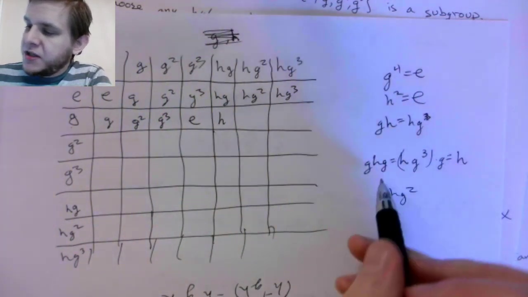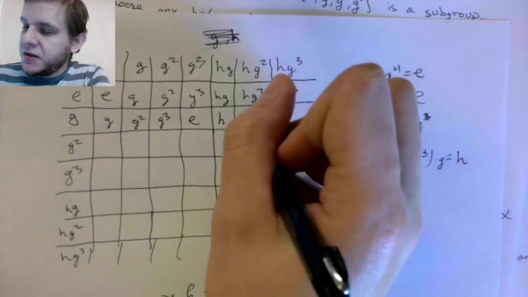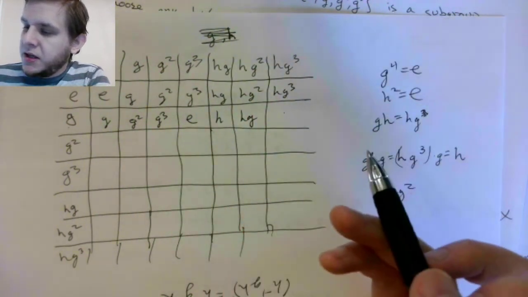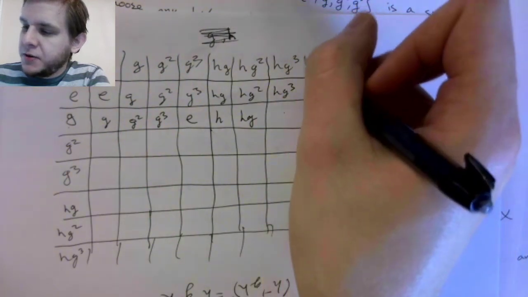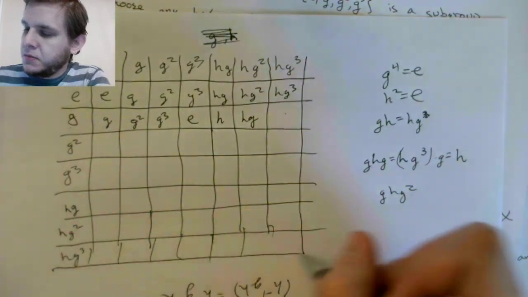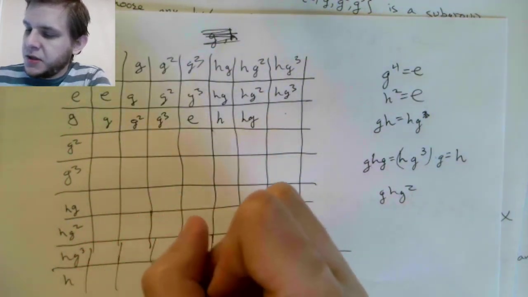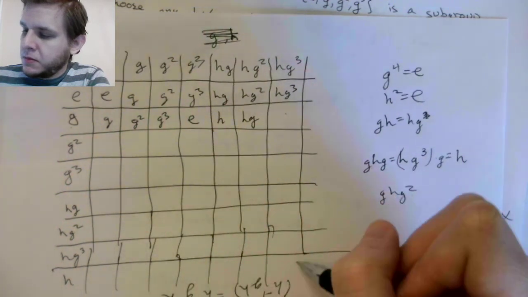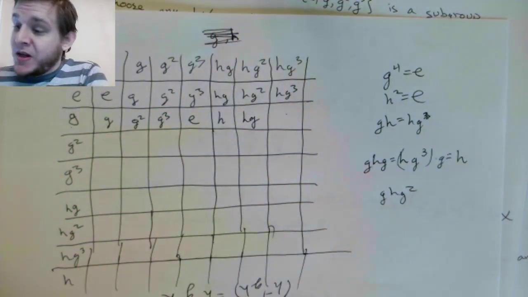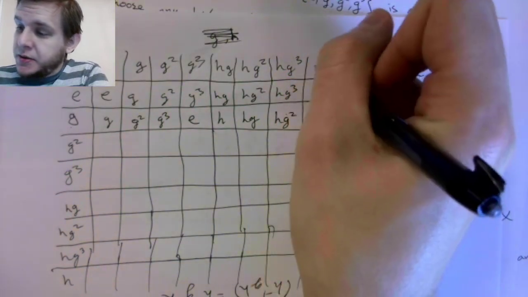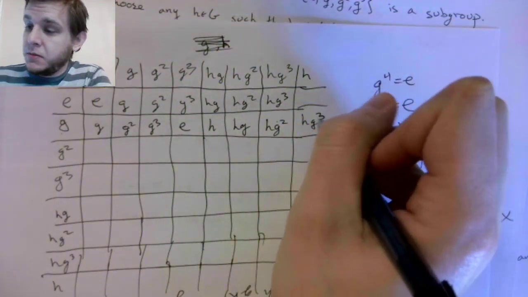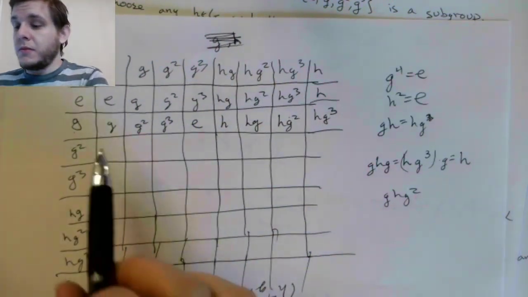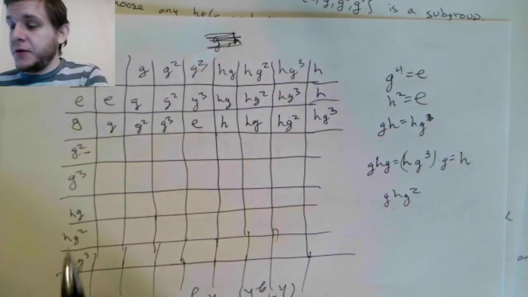Ghg squared, well, it's the same thing as this, but there's an extra g on the end. This is hg, and this is, oop, I forgot to include h. h itself. So I put another g on the end, I get hg cubed, and then I have h here. g times h, we just said, is hg cubed. And you can do the same thing for each of these rows. Let's do one more row.